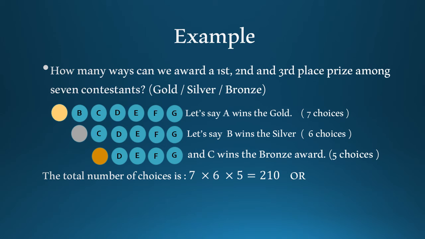So this is the same as the number of total choices, the same as 7 times 6 times 5, that's 210. Or we can use permutation. 7P3 is the same as 7 factorial over 4 factorial, and that's 210. So 210 ways we can award a first, second, third place prize among 7 contestants.